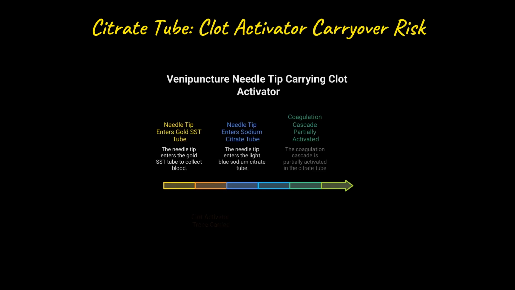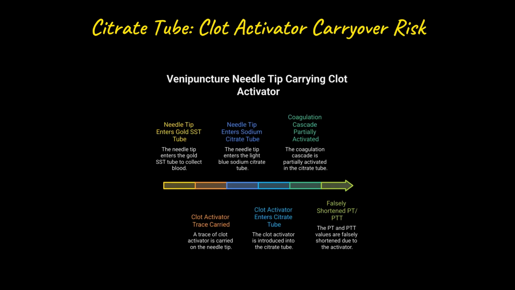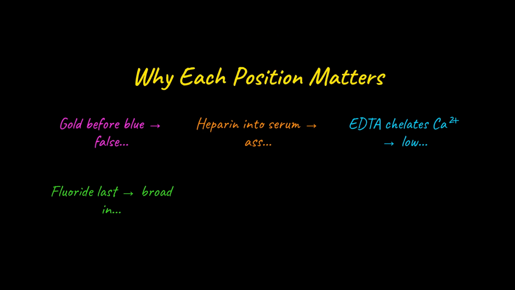Even a microscopic trace of clot activator carried from a gold SST tube into the citrate tube can partially trigger the coagulation cascade. This falsely shortens the PT and PTT, producing dangerously erroneous results for patients on warfarin or other anticoagulant therapy. Every position change has a specific consequence.